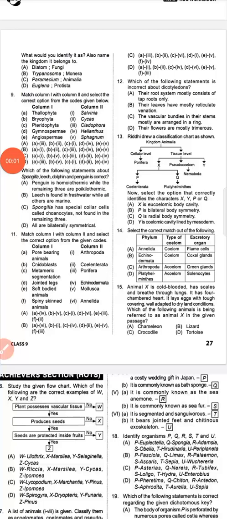Good morning children. In our last video we discussed chapter 7, the living organism, up to question number 10. Now we will start from question number 11. Match column 1 with column 2 and select the correct option from the given codes. Column 1: pore bearing elements.